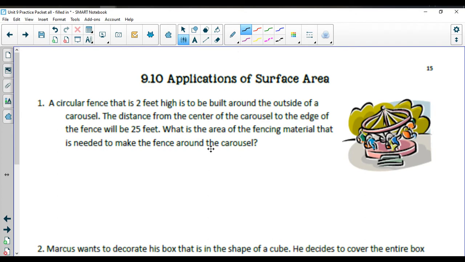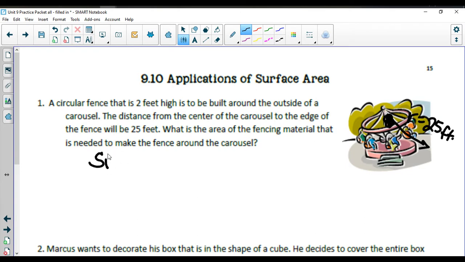A circular fence that is 2 feet high is to be built around the outside of a carousel. The distance from the center of the carousel to the edge of the fence will be 25 feet. So from the center out to that edge, that's going to be our radius of 25 feet then. What is the area of fencing material that is needed to make the fence around the carousel?